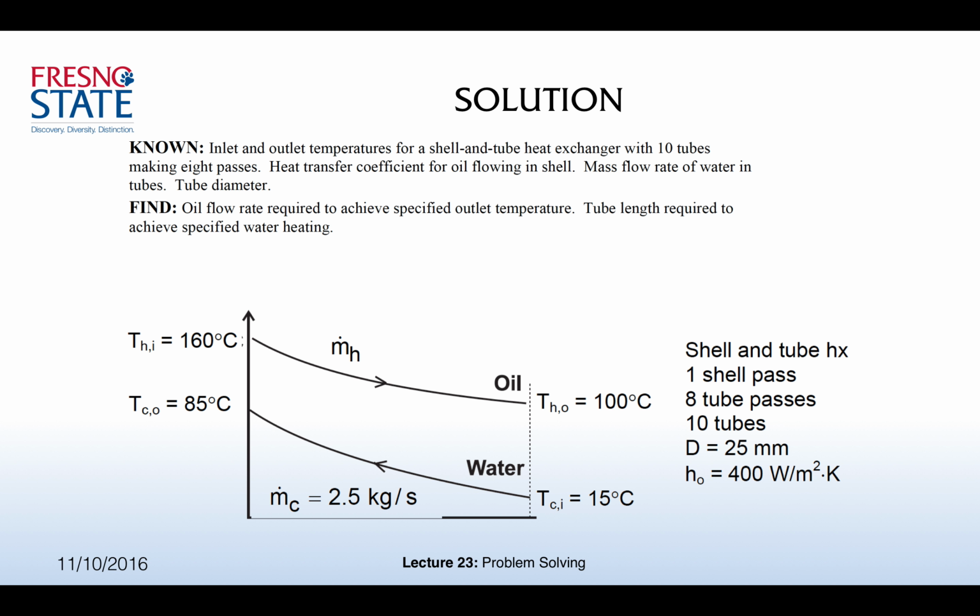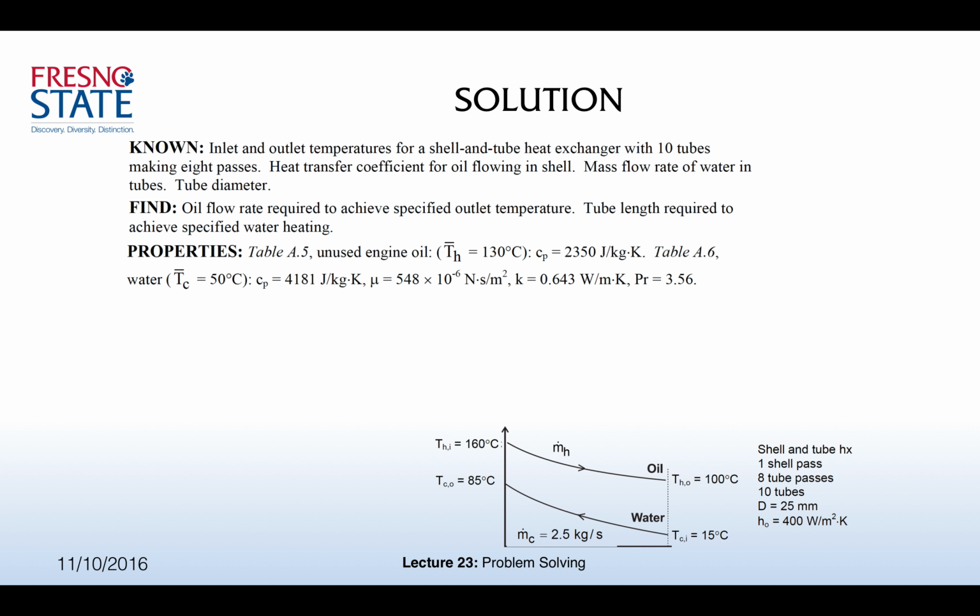Well, let's get started. And our start point always is the properties. In the previous problem, we needed to make an assumption for one of the fluids because we didn't know the outlet temperature for it. In this case, we don't have that problem because we have all inlet and outlet temperatures for both fluids. So for the hot fluid, which is engine oil, the average temperature is the average between 160 and 100. That's 130 degrees Celsius. Convert it to Kelvin and go to table A5.